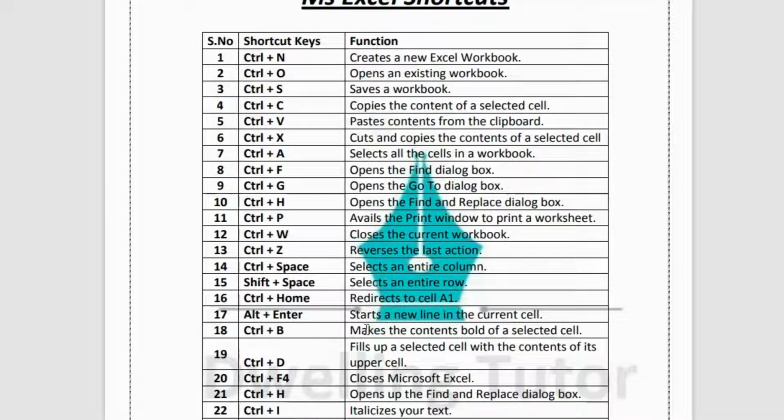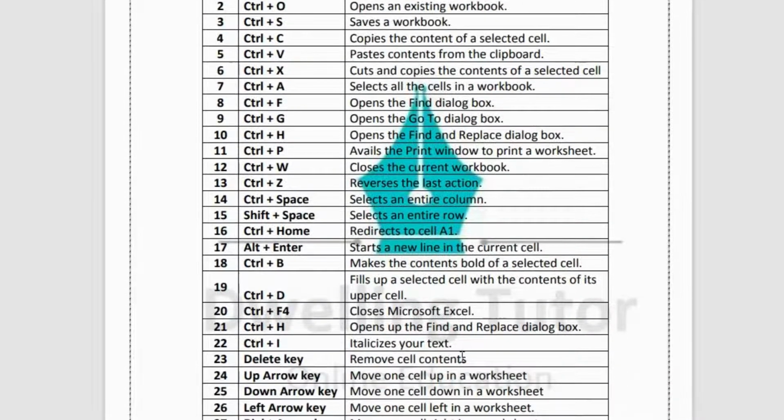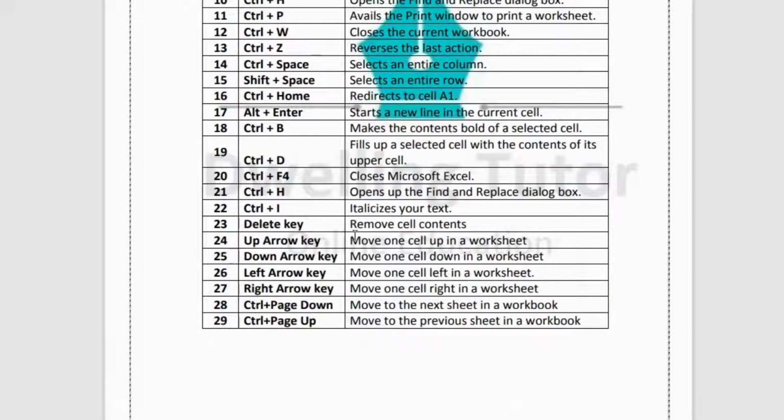Ctrl plus B to make the contents in a selected cell bold. Ctrl plus F4 to close your Microsoft Excel. Delete key to remove the content in your cell. To shift to the next cell, you can use the arrow keys on your keyboard.